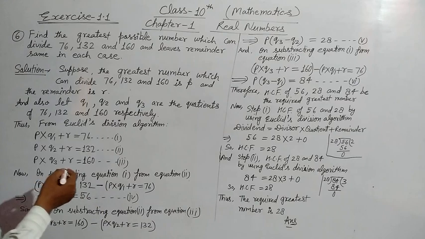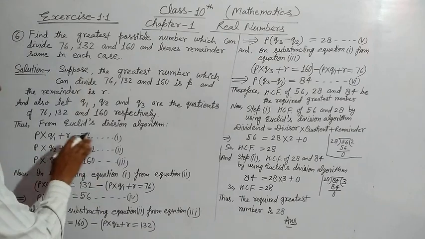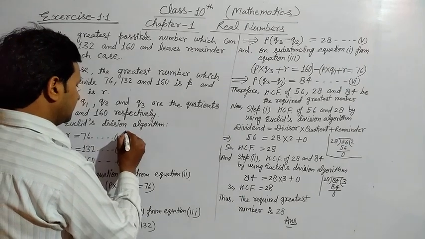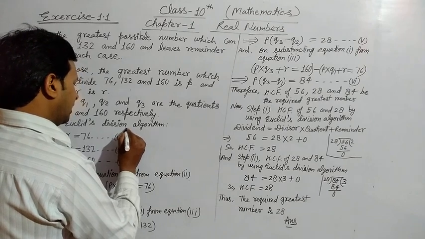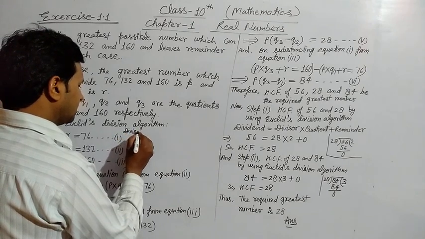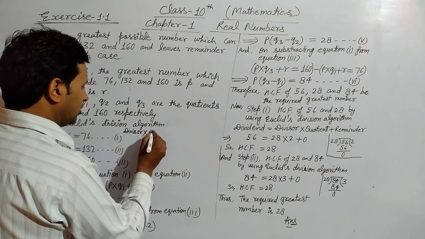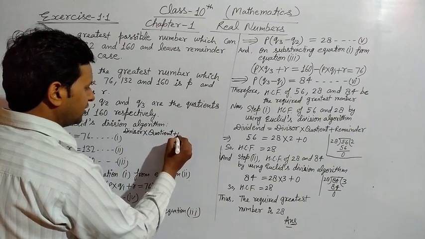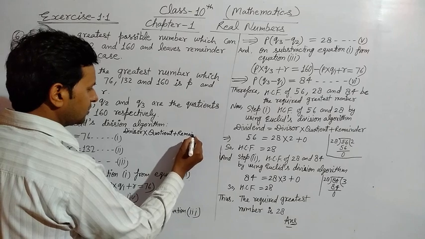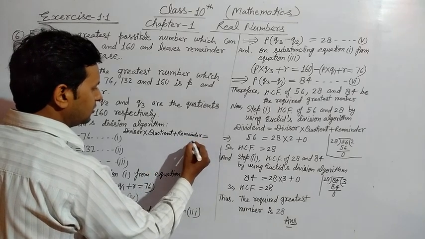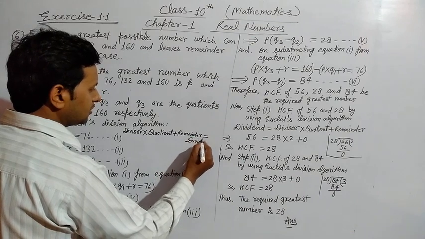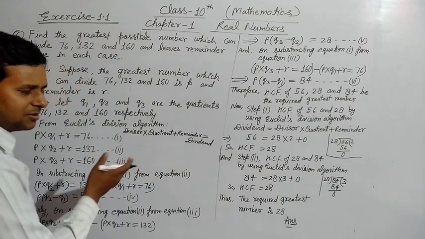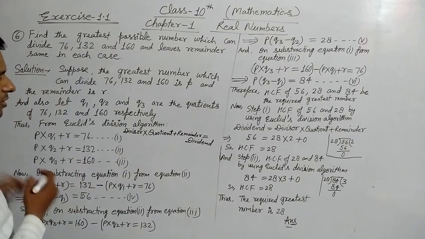So here, according to Euclid's division, Euclid gives a method like this: divisor into quotient plus remainder is equal to dividend. This is the method of Euclid. It is called Euclid's division method because it is based on division, so it is called division algorithm.